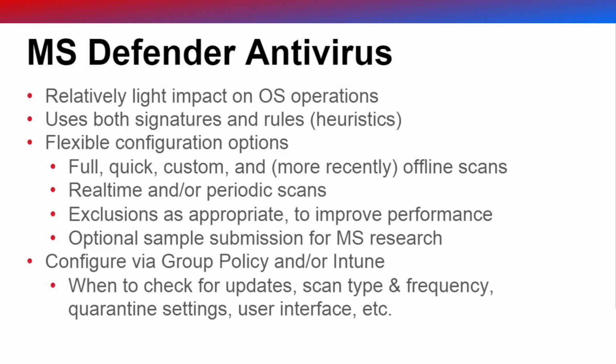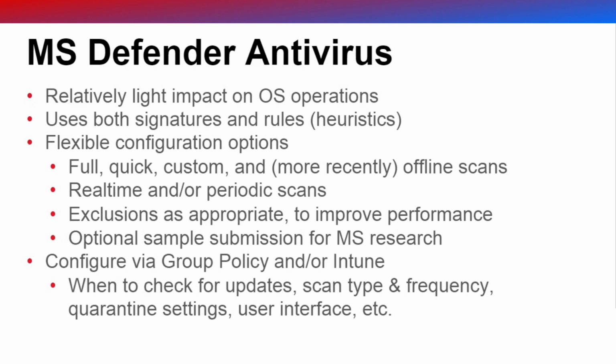Flexible configuration, so we can do full scans, quick scans, custom scans, and in more recent builds of Windows 10, for example, we have the ability to do offline scans, which are more thorough. Defender Antivirus can do real-time scans or periodic scans or both. We can do exclusions as appropriate, for example, to improve performance. Maybe we don't want to scan zip files or DLL files or what have you.